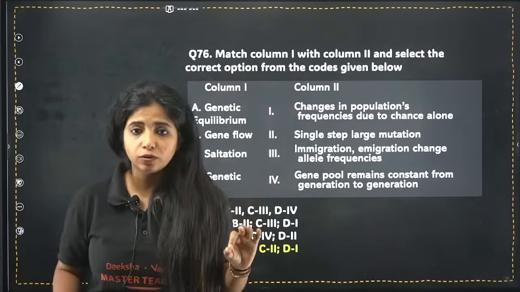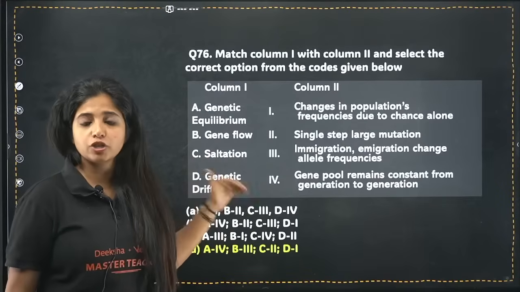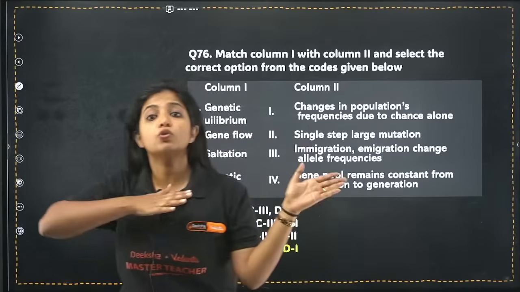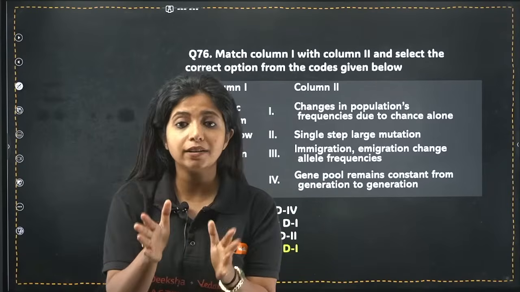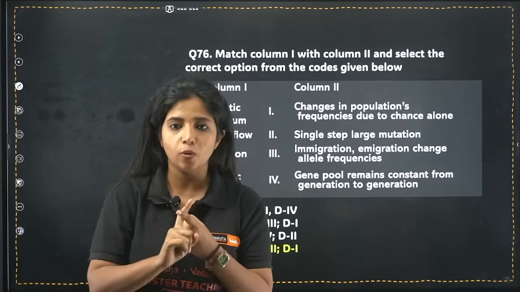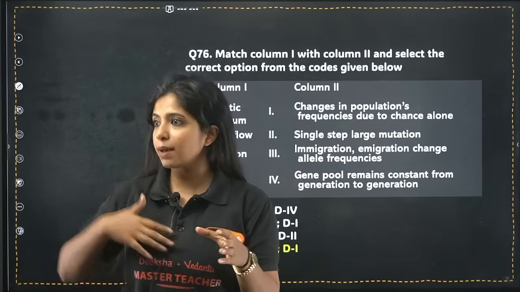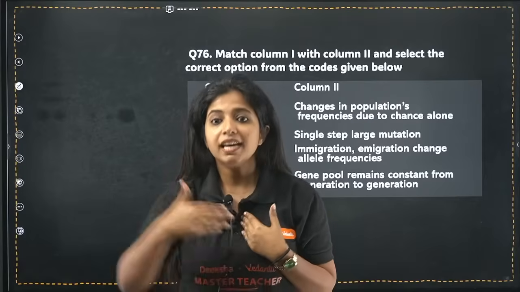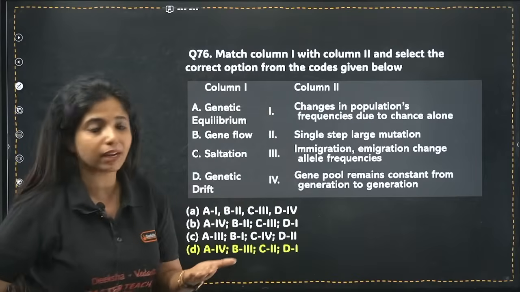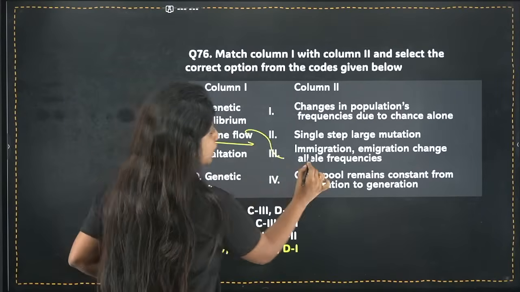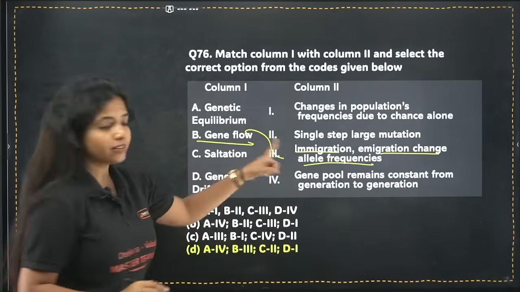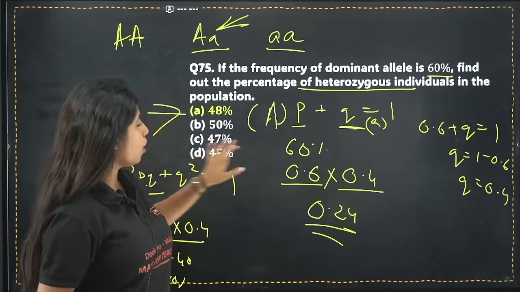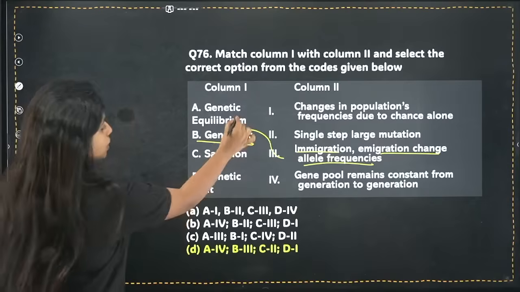Now the next thing is: match column 1 with column 2 and select the correct option from the given choices. Genetic equilibrium, gene flow, saltation, genetic drift. First of all, Hardy-Weinberg said that the equilibrium is going to remain the same throughout the generations, but there are some factors which deny it. For example, gene flow. I cannot say it is going to remain the same. For example, you are there, now you come over here. The allelic frequency over here is going to change, right? Emigration is going to change the allelic frequency. So gene flow is change of alleles by emigration. That is gene flow. Genetic equilibrium means it is going to remain the same from generation to generation.